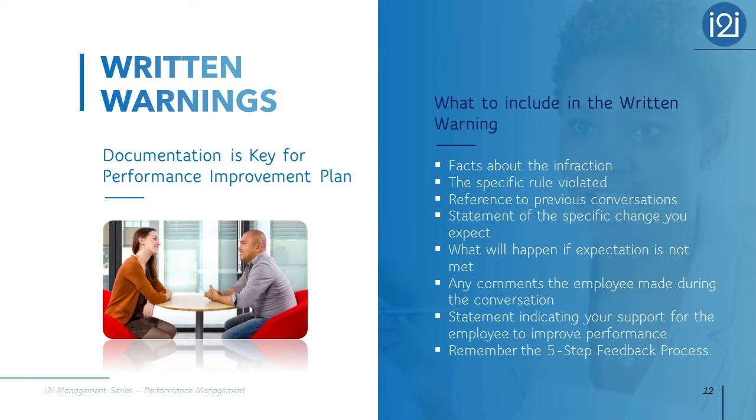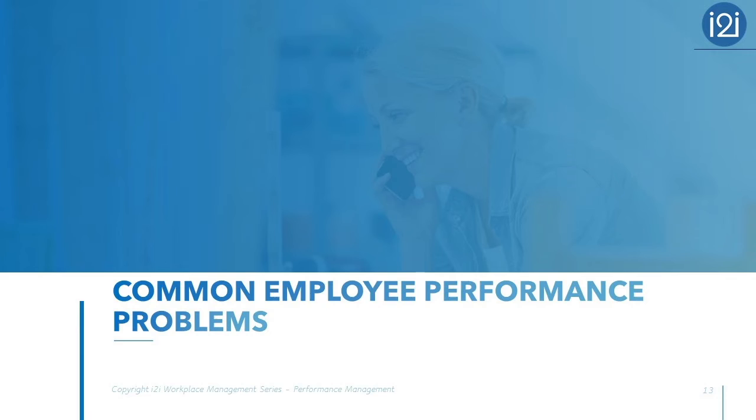The employee should be asked to sign a copy of the warning, and that copy should be placed in his or her personnel file. But if the employee refuses to sign, a note to that effect should be made on the copy prior to placing it in the personnel file. But check with your HR department to ensure that you're following procedures.